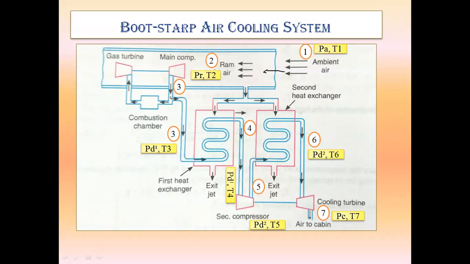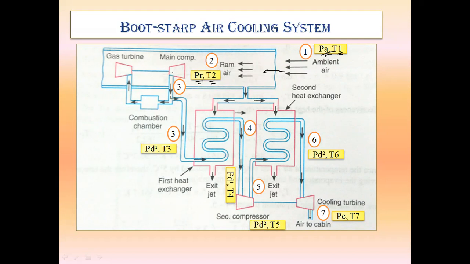So the 1 to 2 process is nothing but the ramming process, and in that ramming process, the pressure of the ambient air will increase from ambient pressure to the ram pressure, and the temperature of the air will increase from T1 to T2.